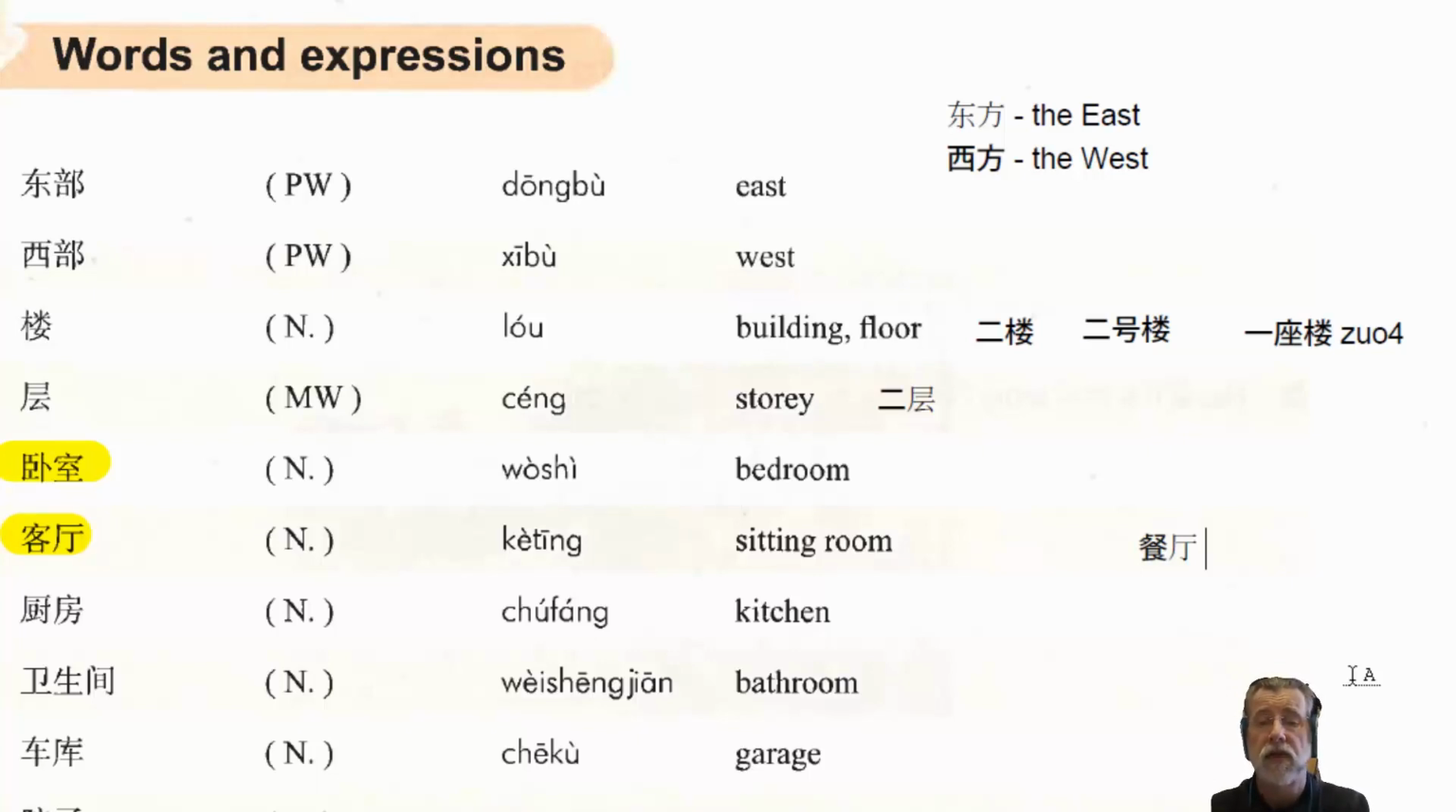It's a room where you host guests, and of course by extension the word 餐厅, which is what we would call a dining room. This is in a house, but 餐厅 can also be the bigger kind of dining room, like in a university and so on. Okay, another handy word, 厨房.